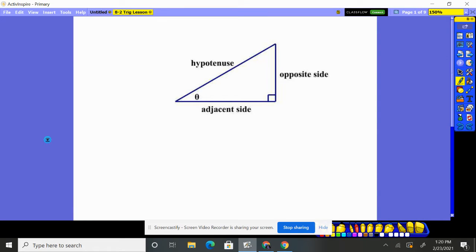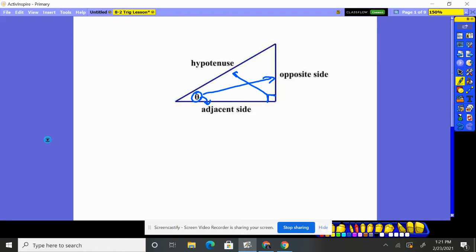All right, let's remember we're talking about right triangles here. When we have the angle located here, the side across from it is the opposite side. The side that it's sitting on is the adjacent. The hypotenuse in a right triangle never can be changed. It is always across from the right angle, okay?